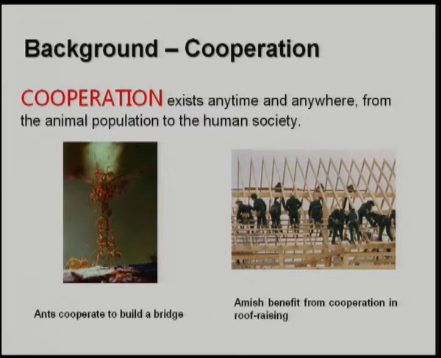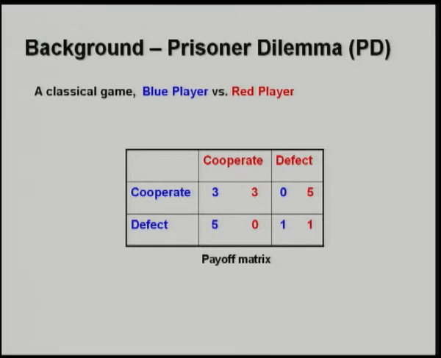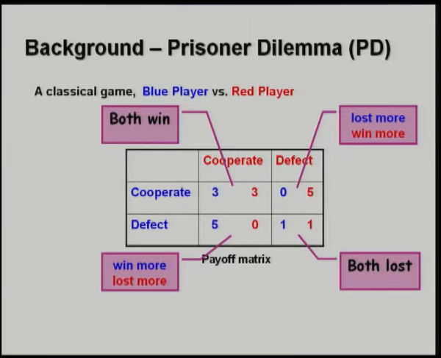We can see that cooperation exists at any time and anywhere, from the animal population to the human society. But also we see defection. We find defection in groups of self-interested agents. And this can be explained by a classical game called the Prisoner's Dilemma. I think many of you know this game, that if both players cooperate, they will both win. But if one cooperates and the other defects, then the cooperator will lose more and the defector will win more. And if they both defect, then they both lose.